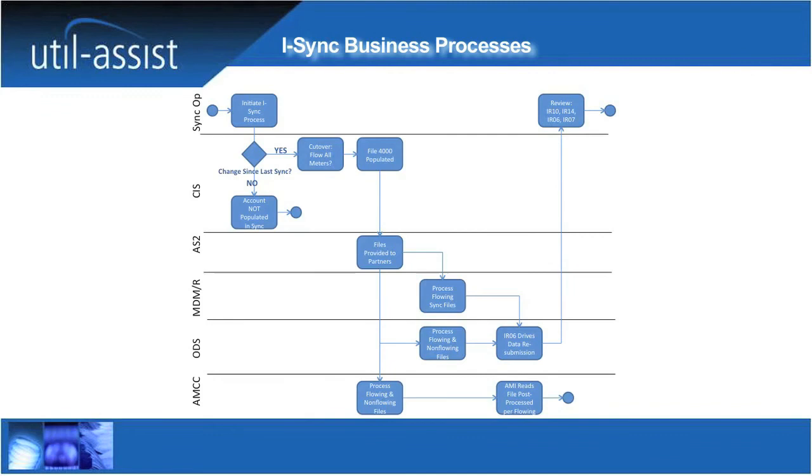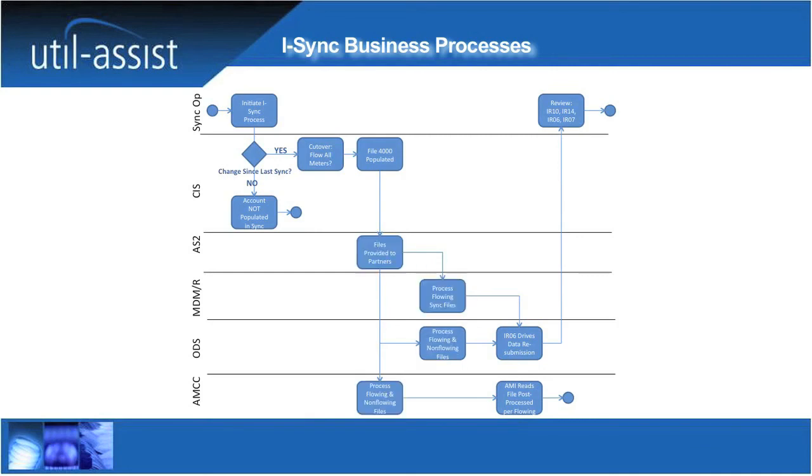So the logic, once it gets down to the CIS, is: has there been a change at the USDP since the last time I synchronized? If nothing has changed at the account level, for all of those things we just talked about, meter change, account change, all that stuff, then nothing goes in the sync file. It contains only changes. Okay? So if there has been a change, then file 4000 is built. So 3000 was psync, 4000 is isync.